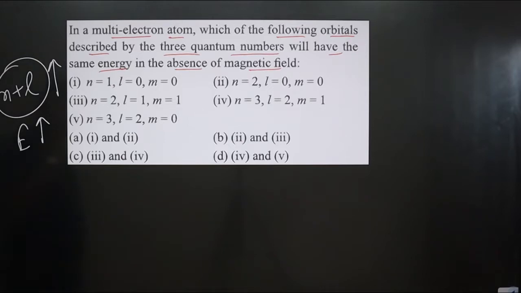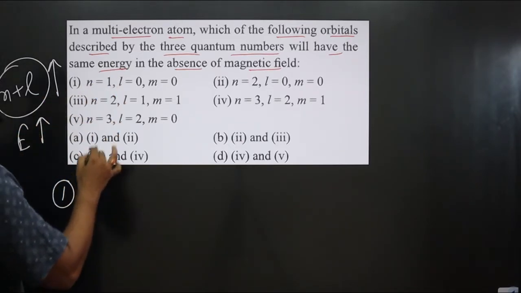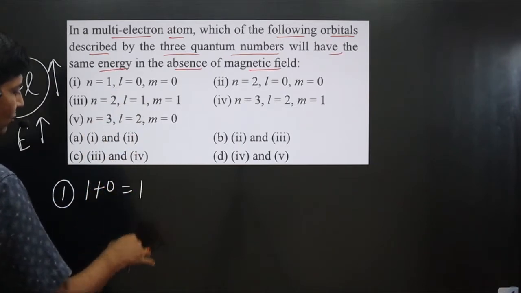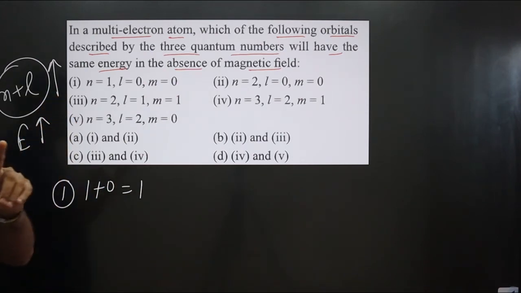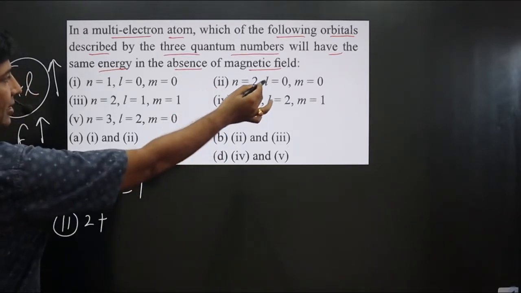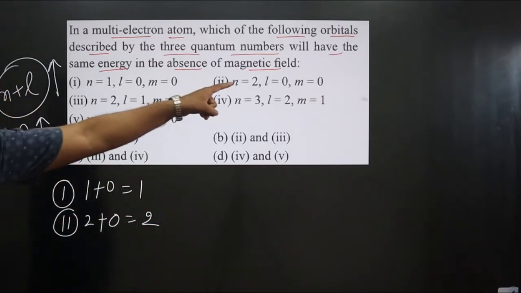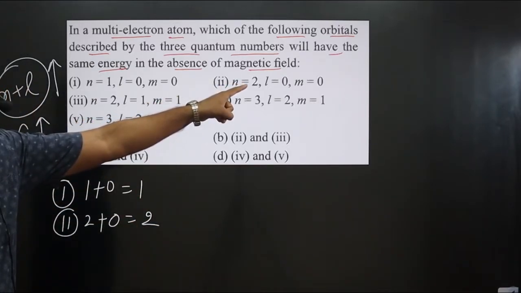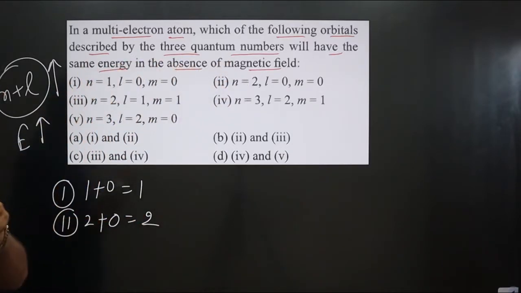Okay, let's apply. For the first option, n value is 1, L value is 0. So 1 plus 0 is equal to 1. Keep in mind, we have to focus on only the n as well as L value. Second option, n value is 2 and L value is 0. We got 2. It means that this set of quantum numbers has higher energy than the first set because it has a higher n plus L value.